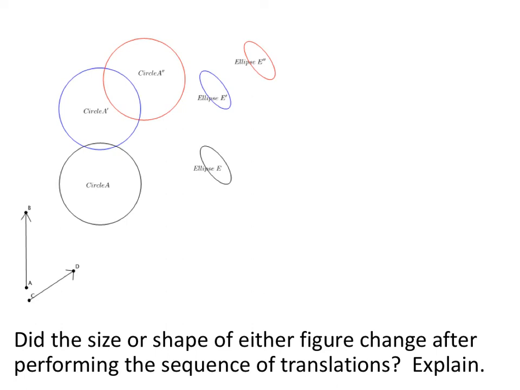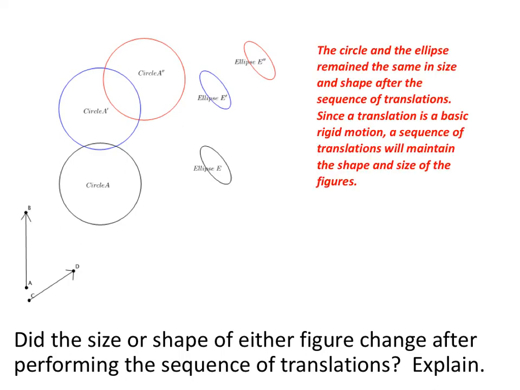All right, take a moment with your partner and just write one sentence. Did the size or shape of each figure change after performing the sequence of translations? And make sure you explain it. Again, that's where the sentence comes in. And of course, we know that it will not change the size or the shape of any of the figures after translations because translations are rigid motions. So we wouldn't expect them to change.